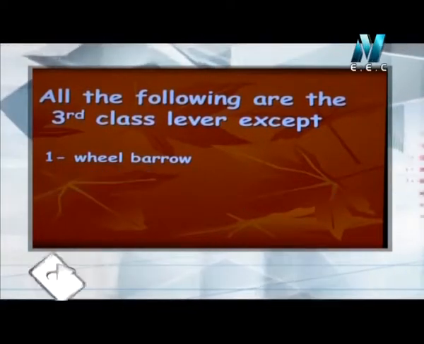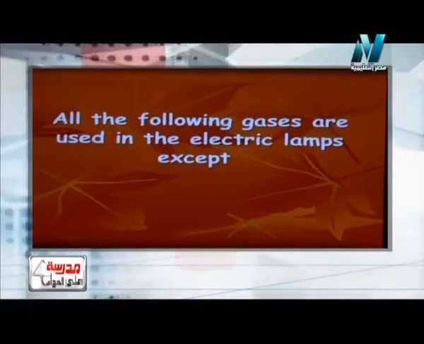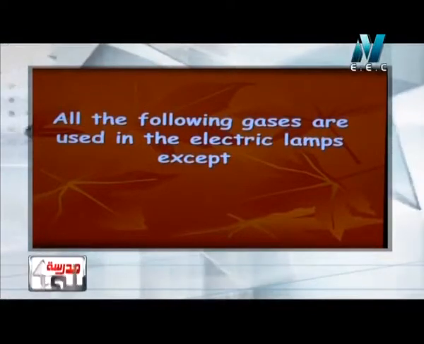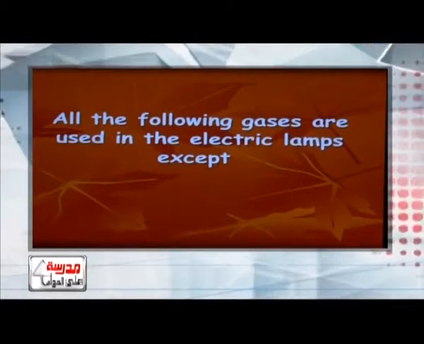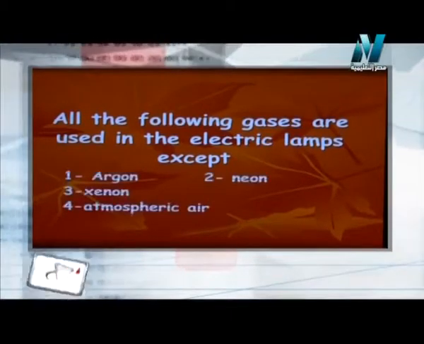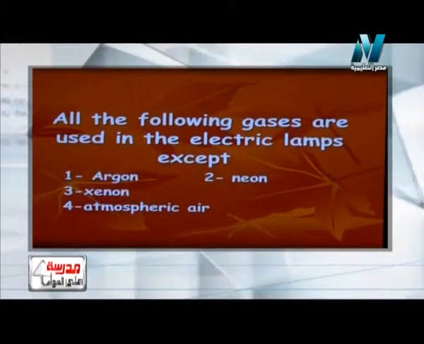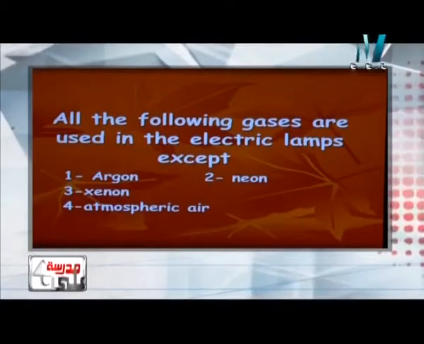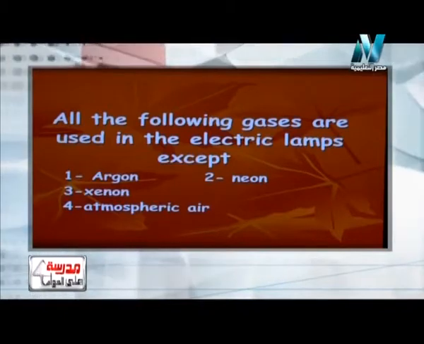So, another question. All the following gases are used in the electric lamps except: argon, neon, xenon, atmospheric air. Sometimes some people don't know xenon. Xenon is an inert gas like argon, like neon, and we have 6 inert gases.